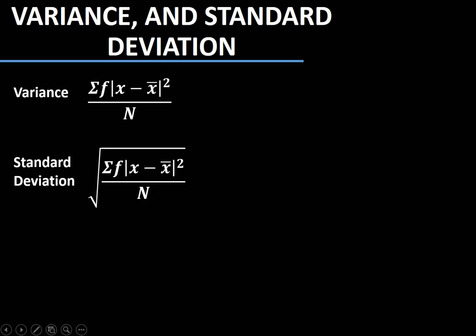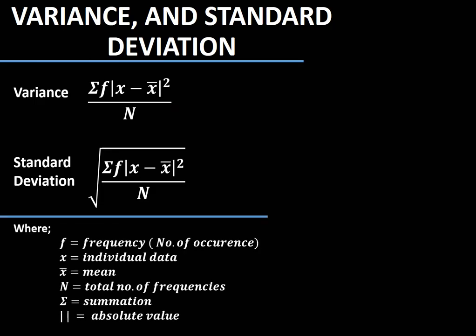So, moving on to the meaning of each of the parameters. Like I said, frequency is the number of occurrences. X is the individual data. While X bar, this thing is called X bar, the true meaning of X bar is mean.